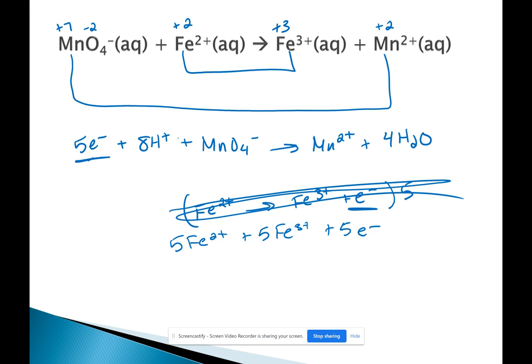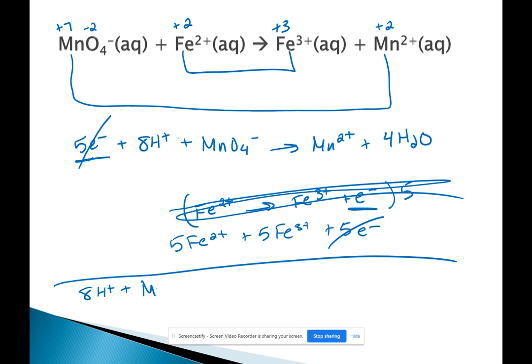So let me just cross that out so I don't get confused. Now I'm going to add those two reactions together. My electrons cancel. I don't have any other species that appear in both, so I'm going to just go ahead and write what's left. So 8 hydrogen ions plus the permanganate ion plus 5 iron 2s.